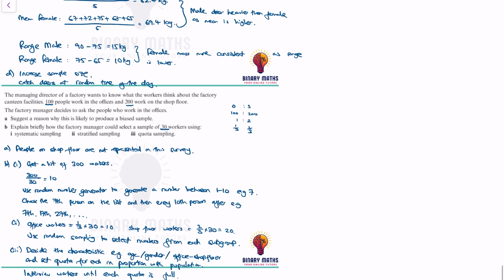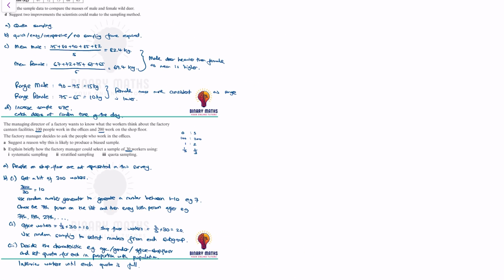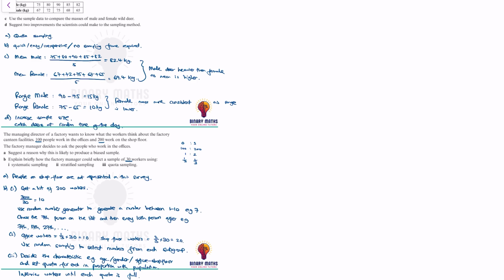So in this topic, we've gone through 3 different types of random sampling, which is simple random sample, stratified sample, and systematic sample, and 2 types of non-random sampling, which is quota sampling and opportunity sampling.